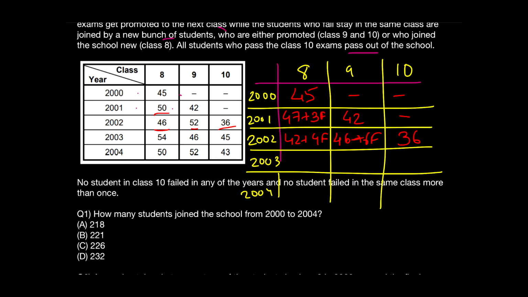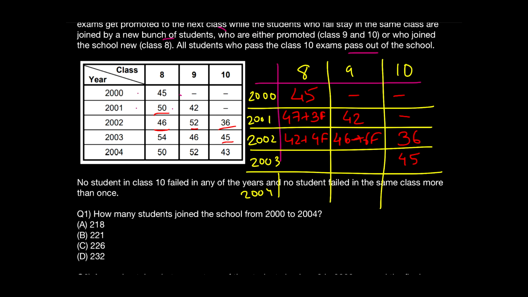Understand this carefully, because that's the crux of the entire data caselet. Here you have to just do backtracking and count the number of people who failed in a particular class and the number of people who joined in a new class. Now I know that these 36 students pass out in the next year, and the number showing here is 45, so 45 students came to standard 10. They are all new students who came from standard 9.